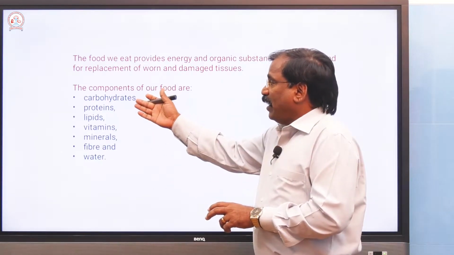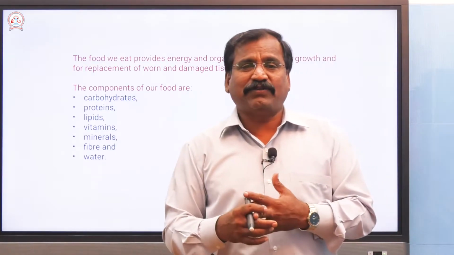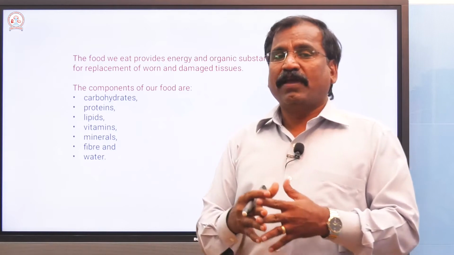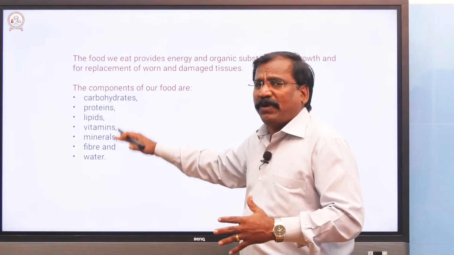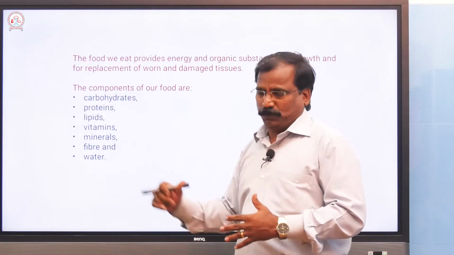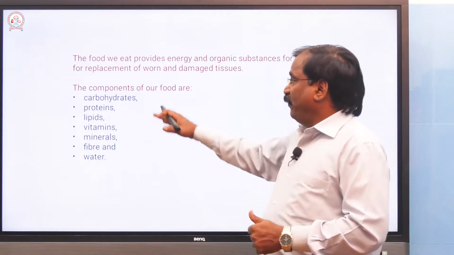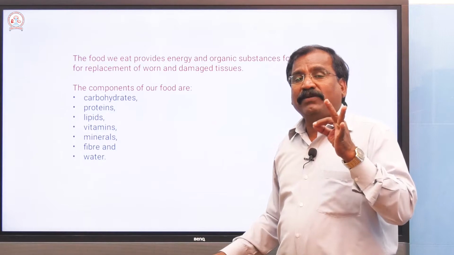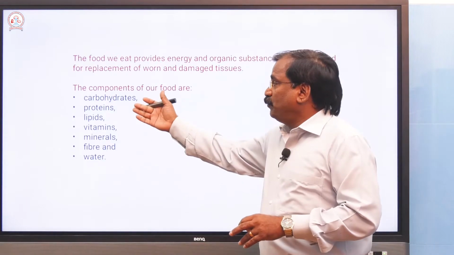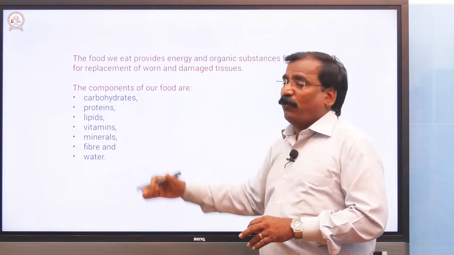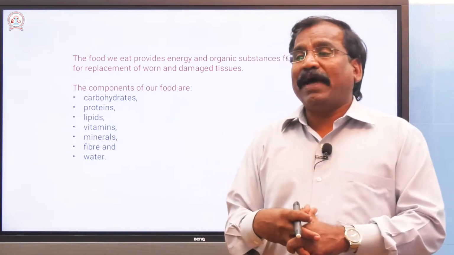If our food contains all the components, that is called a balanced diet. We have to consume food that contains all the components in an appropriate ratio. Right? If it contains all, that is called a balanced diet. If we consume food without one or more components, that is called an unbalanced diet.